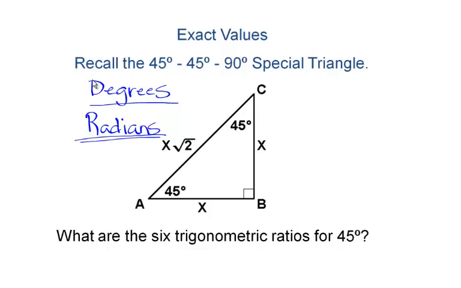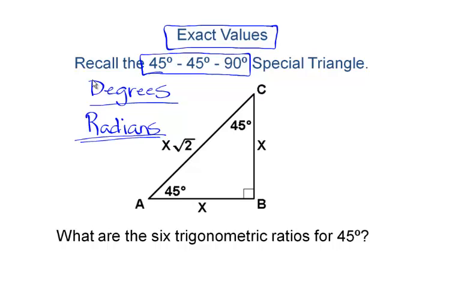Here's where your exact values come from. For those of you that have had trig, you might not realize that those exact values that you worked with in your trig class came from geometry. So let's go back to geometry and let's talk about special right triangles. We had 45, 45, 90s and we had 30, 60, 90s. We're going to start talking about 45, 45, 90s first.